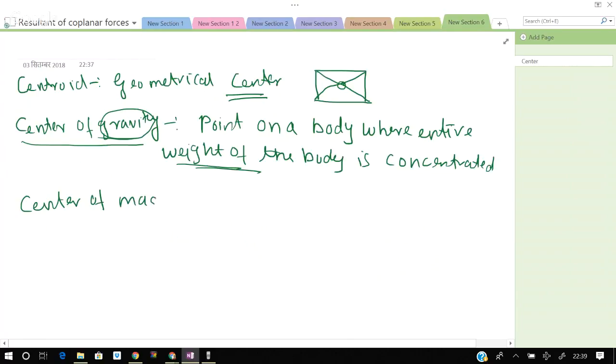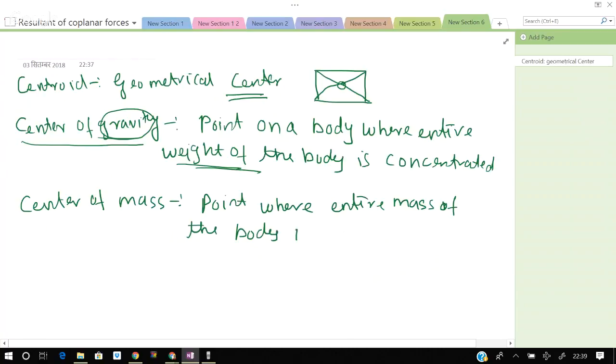And last we'll have center of mass. Center of mass is a point where the entire mass of the body is supposed to be concentrated. So these are the three definitions we need to study: center of mass, center of gravity, and centroid.